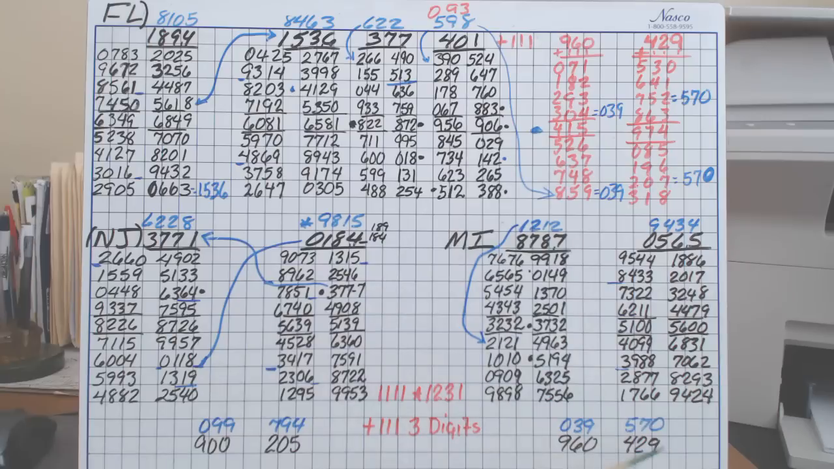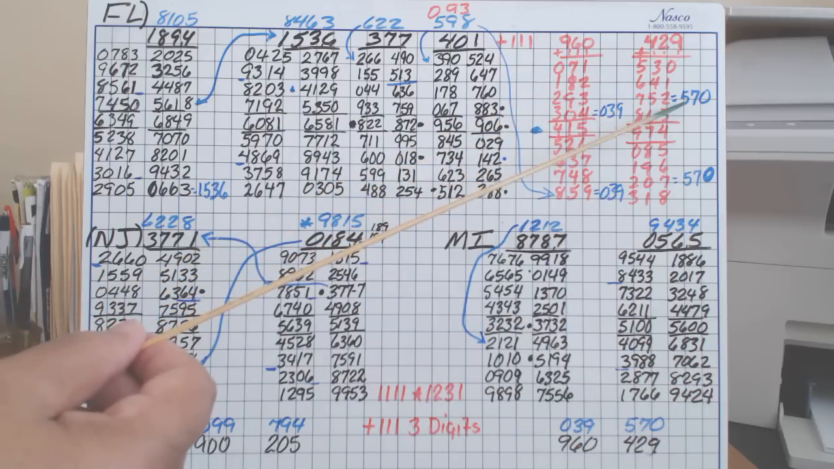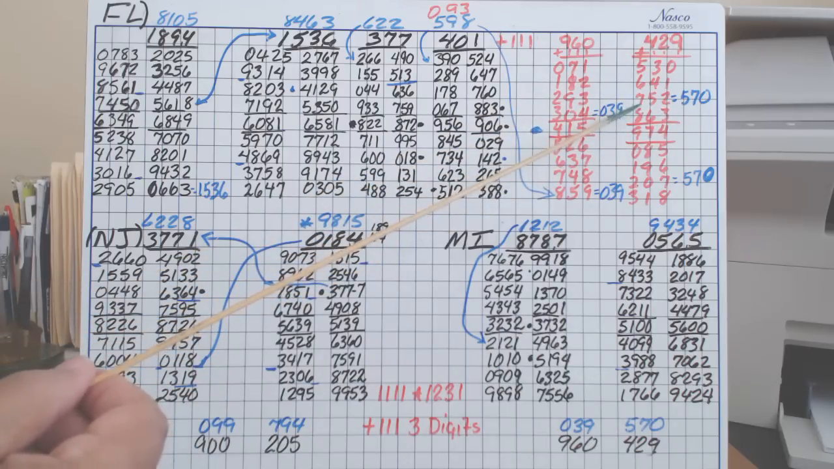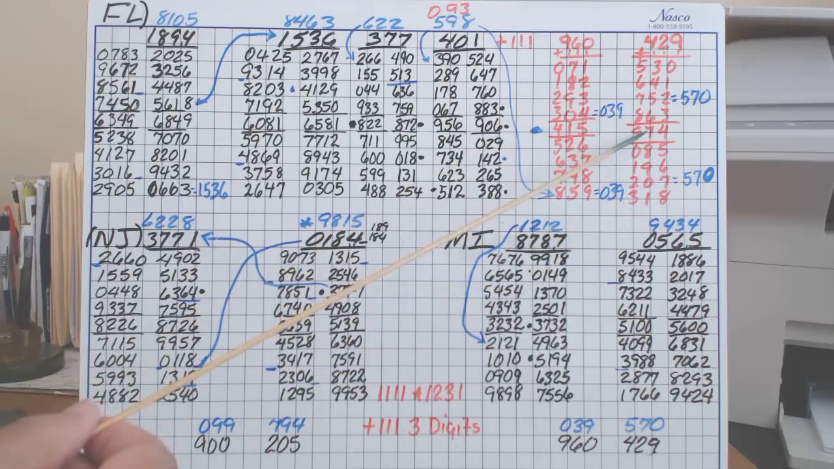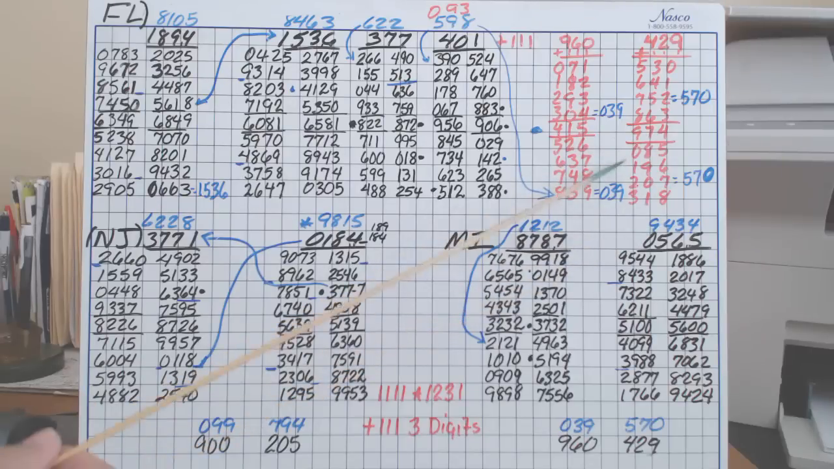429. 429 gives you the 570 family, which has been falling for the last 2 or 3 days. We have a 570 here, converted 752, 207, 570 here to give you that relationship and connection with your 429, 570.